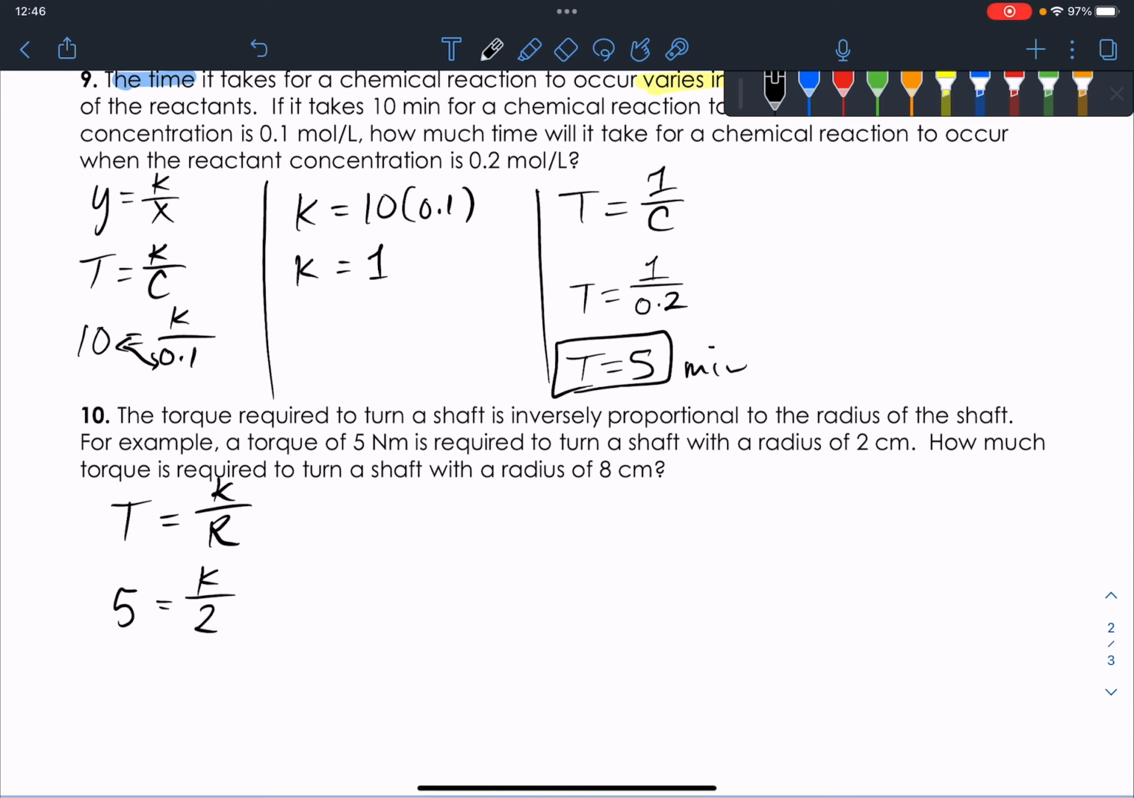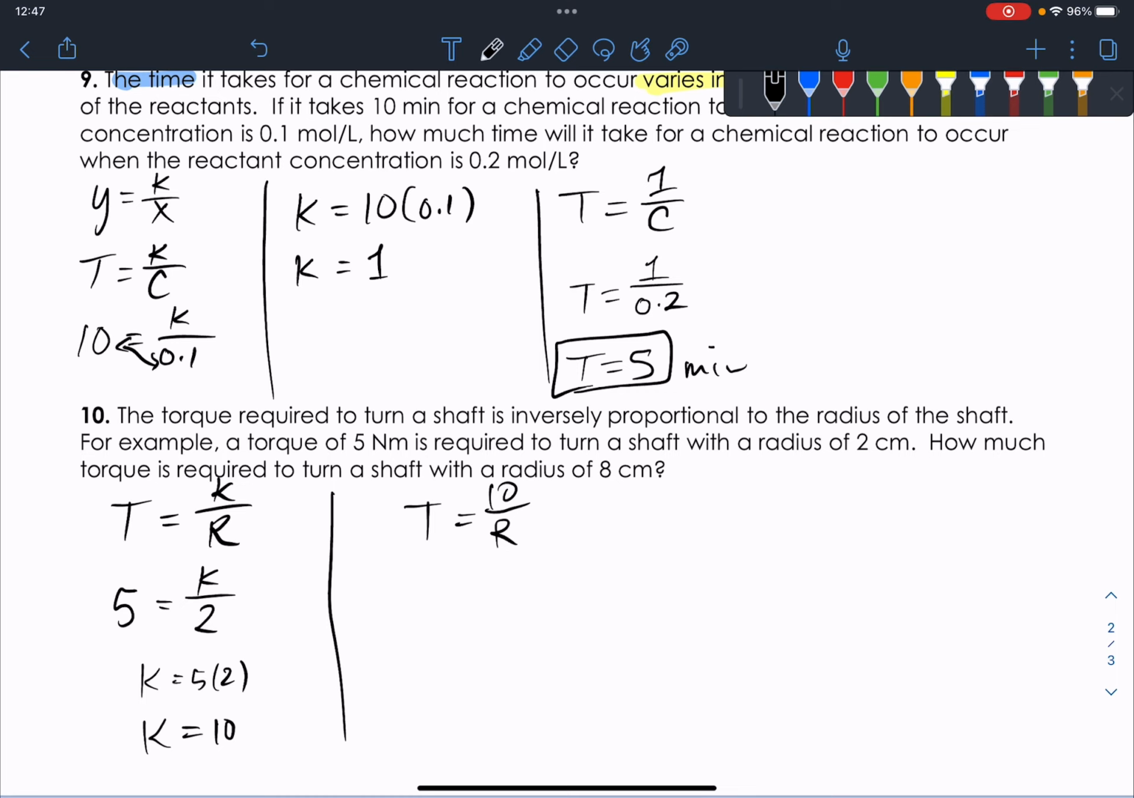And I'm assuming this is Newton meters. I could be wrong in the unit, but anyways. Here we would multiply the 5 and 2, and the value of K would be 10. So T is equal to 10 divided by R.